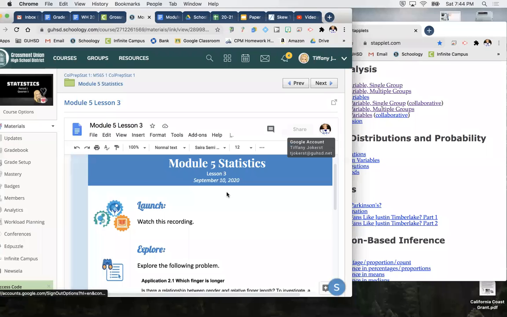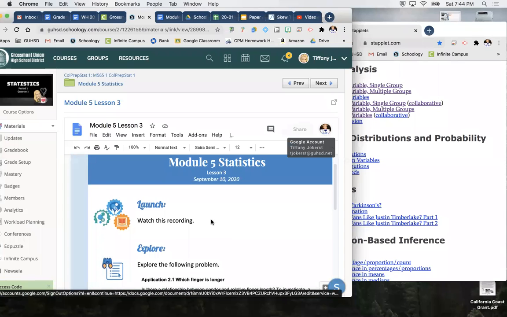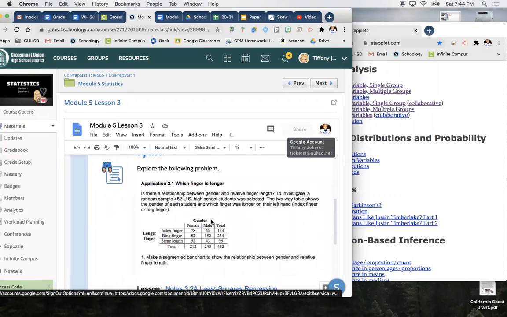We are on Module 5, Lesson 3, and as you can see, we are looking at this Explorer. So I'm going to do this example. This is a very challenging example, but I want to show you how this applet can really help you with all of this. So in this type of problem, these are going to be called two-way tables for us.